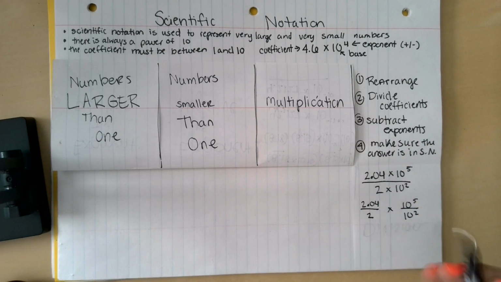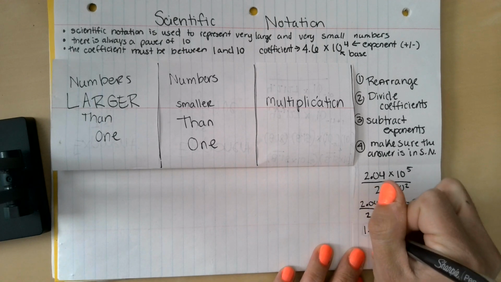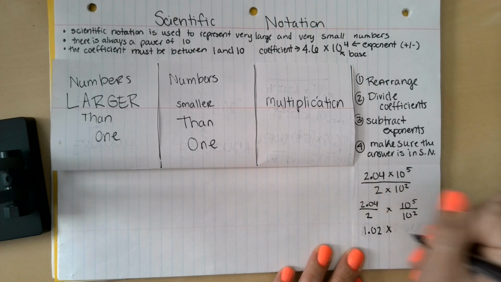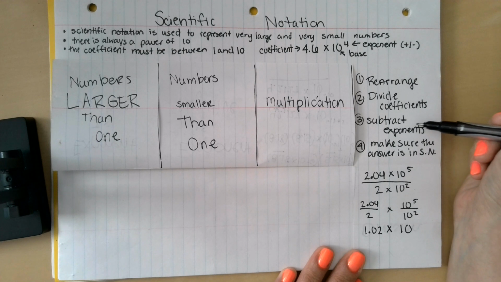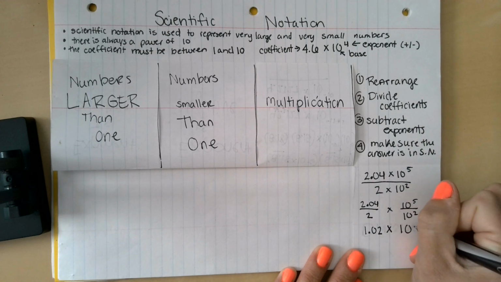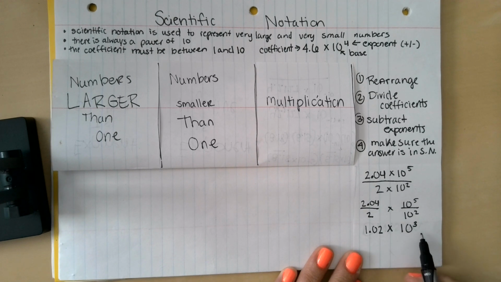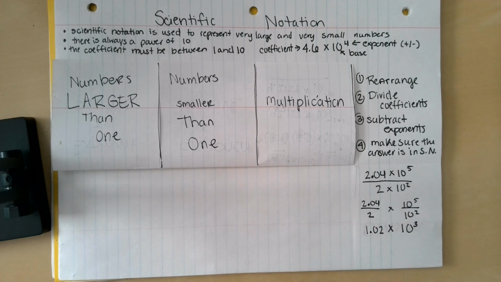2.4 divided by 2, we can just put it in our calculator, or you can do it by hand, either way. And when we do this, I get 1.2 times 10, and this is where we subtract our exponents. We're dividing with the same base, so we're going to do 5 minus 2 is 3. So I get 1.2 times 10 to the 3rd power. Luckily, my answer is in scientific notation. I don't have to move any decimals, and I'm good to go.